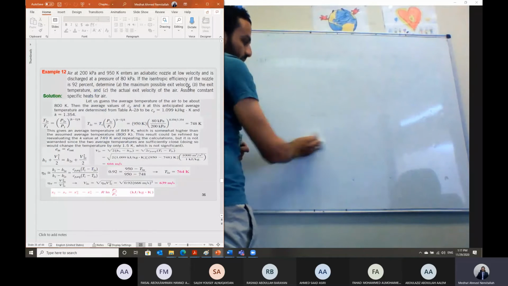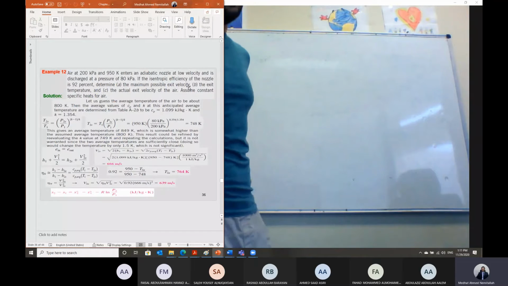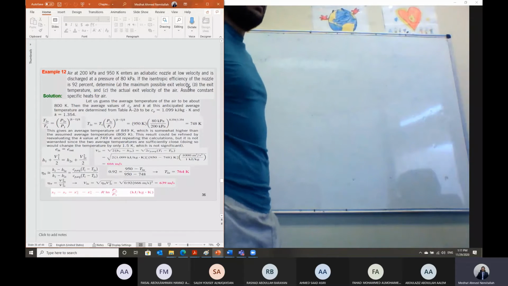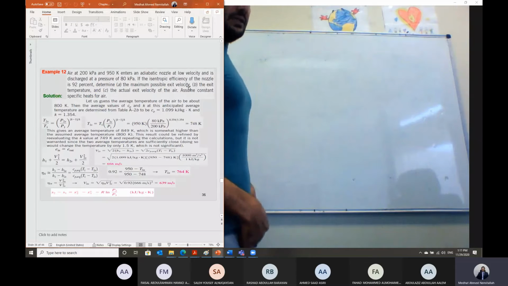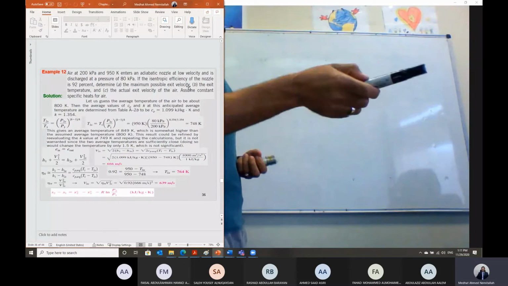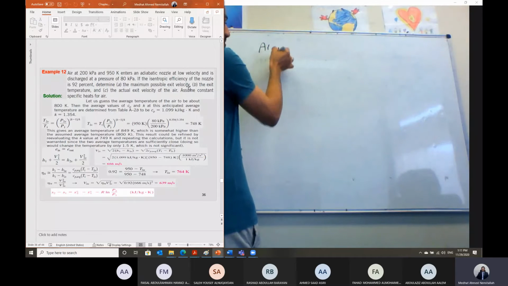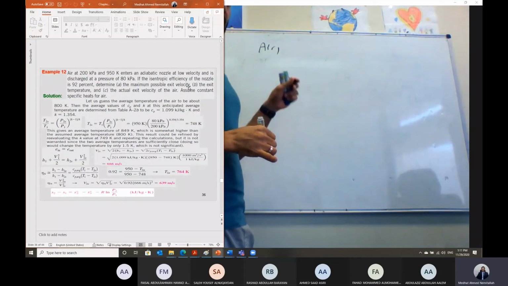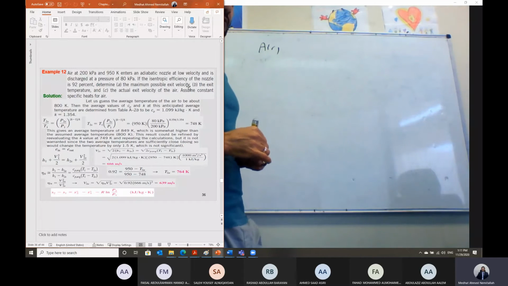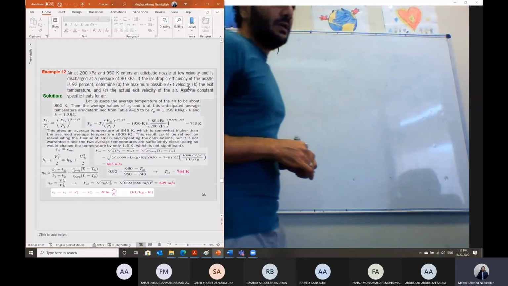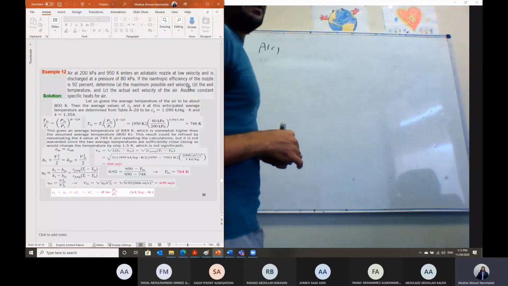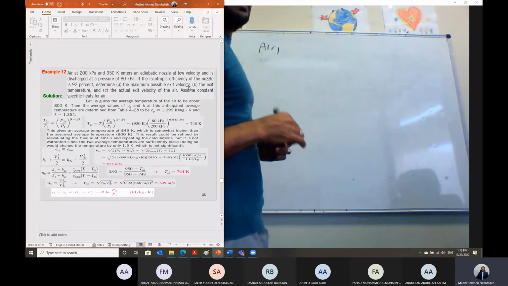Last time we solved a problem for the isentropic efficiency for the compressor using the exact analysis. Today, inshallah, let's solve this problem with the approximate analysis. So in this case, he said the air is the working fluid. I have to define in any problem the working fluid first. So we have air at 200 kilopascal and 950 Kelvin, entering an adiabatic nozzle.